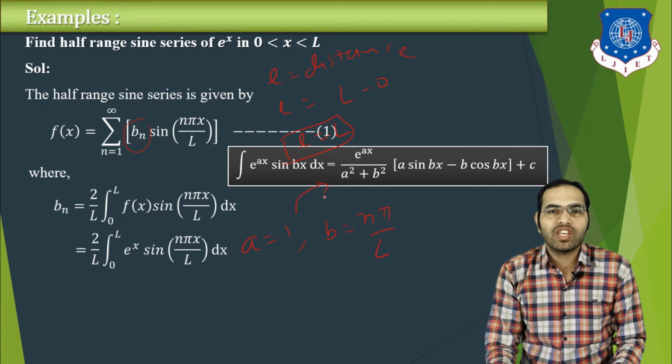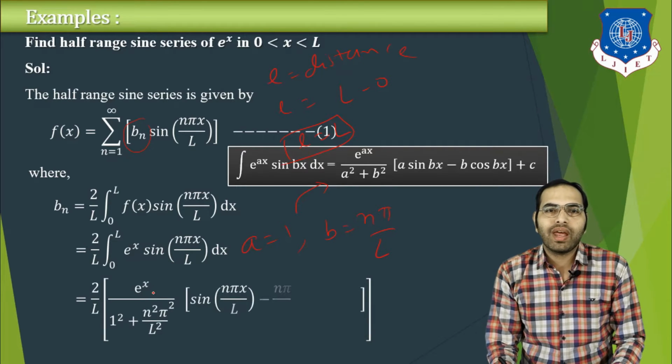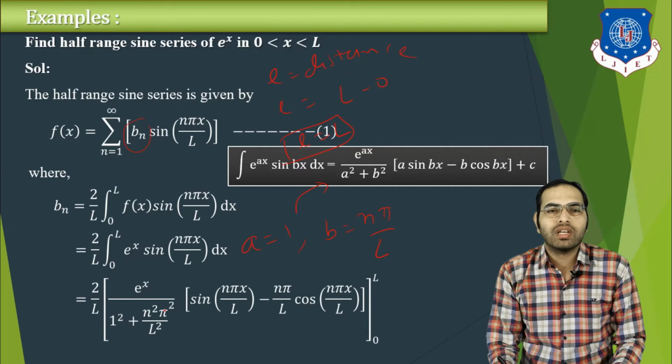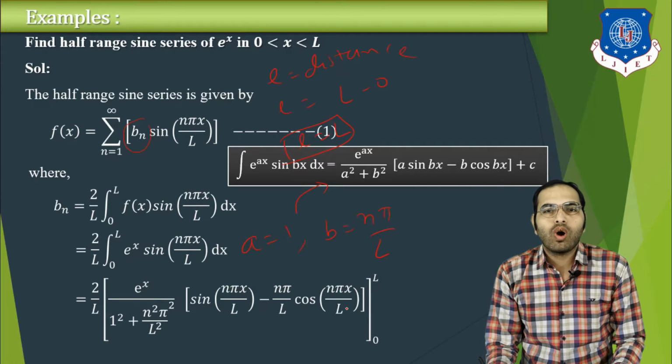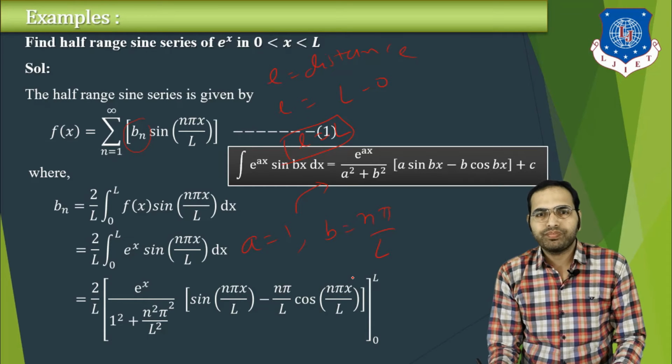Substitute this value in this equation and that will give you 2 by L inside the bracket e raised to x upon 1 square plus n square pi square by L square inside the another bracket sin n pi x by L minus n pi by L cos n pi x by L, where x is running from 0 to L, that is our limit. Now we have to substitute the limits.